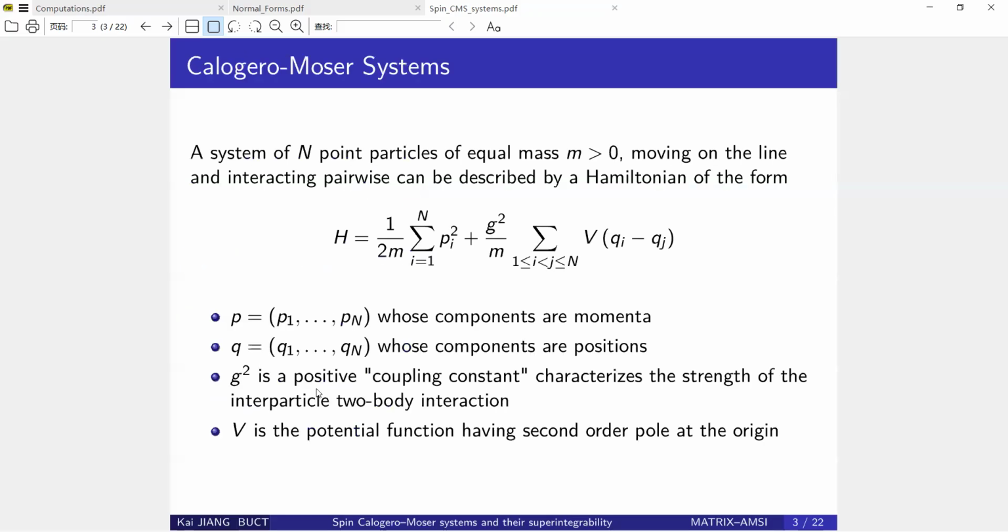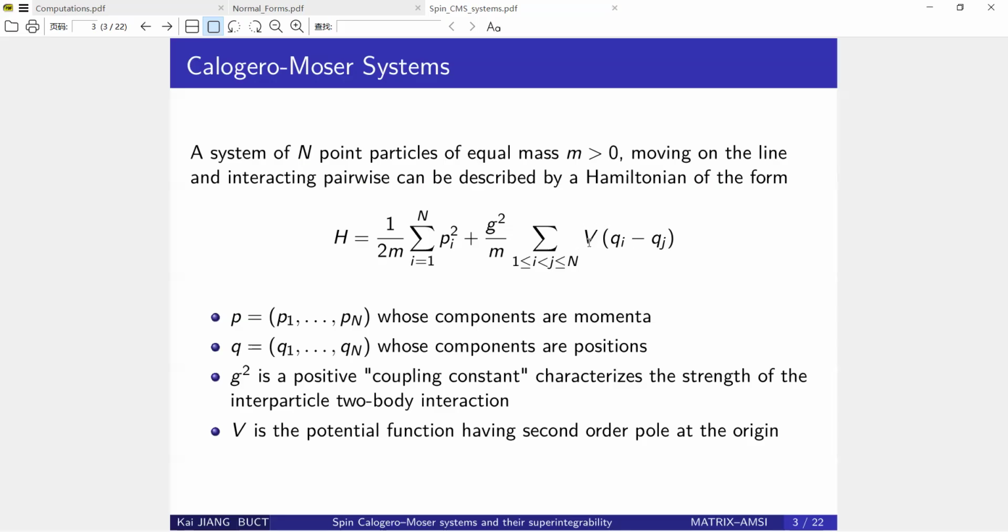And the first one, what is the Calogero model system? It is a system of n point particles of equal mass m, moving on a line with pairwise interaction, and can be described by a Hamiltonian of the form like this. The first part of H is the kinetic energy, where p_i are the momenta, so it's the square. The second part is the potential part, and q_i, q_j are positions.